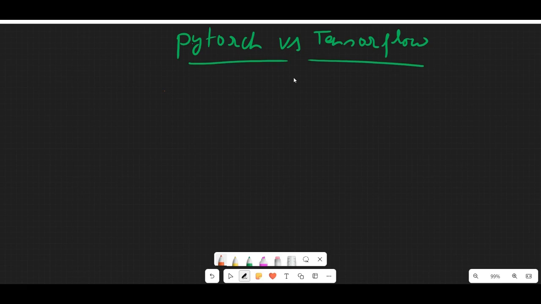Hello friends, in this video we will talk about what is PyTorch and TensorFlow and what is the difference between them. We will look at what these frameworks are, what the use of these frameworks is, and then we'll see the difference and which one is better.